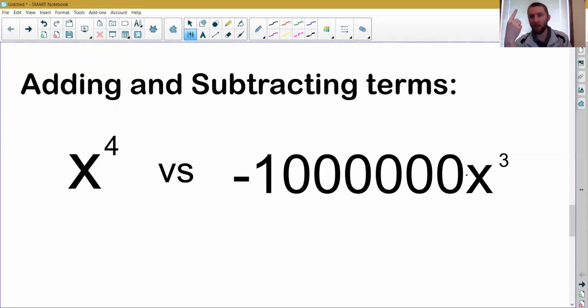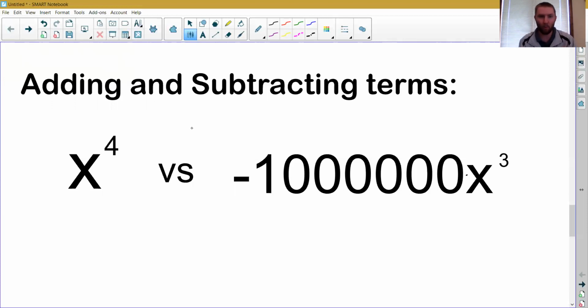This one's negative 1 million, and this is 1, right? And even when x is 2, this is negative 8 million, and this is positive 16. So obviously, the negative 1 million x to the 3rd is pulling very much negative to begin with, okay? But because the race to infinity has the higher exponent win all the time, x to the 4th is actually eventually going to beat out negative 1 million x to the 3rd, okay?